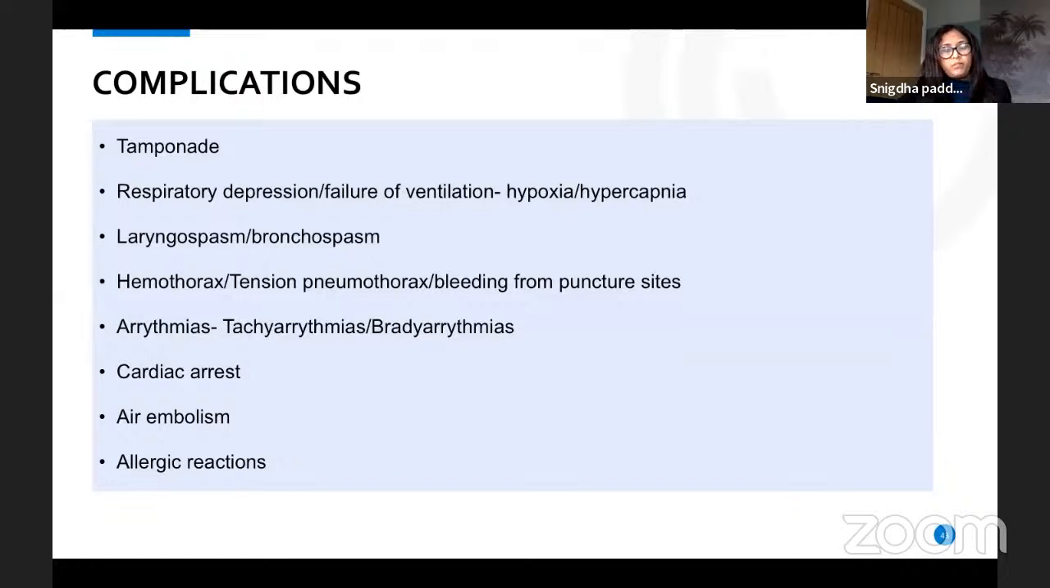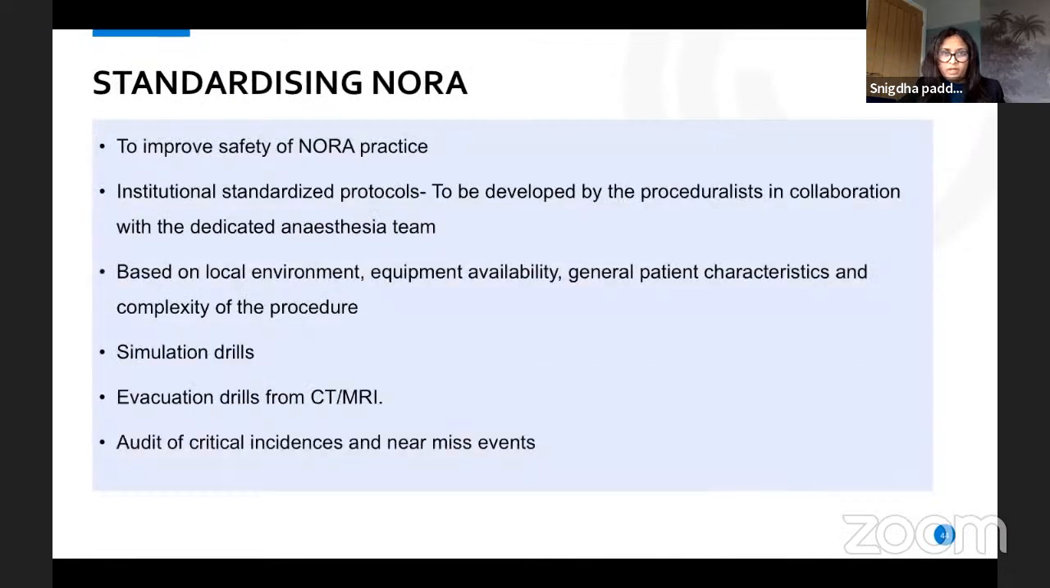So all these places are known and prone for complications like tamponade, respiratory depression, failure of ventilation, hypoxia, hypercapnia, laryngospasms, especially in pediatric age group, hemothorax, tension pneumothorax, arrhythmias, tachycardia, bradycardia, cardiac arrest, air embolism, and allergic reactions. So the anesthesiologist needs to be trained not only in identifying, but also dealing with these complications.